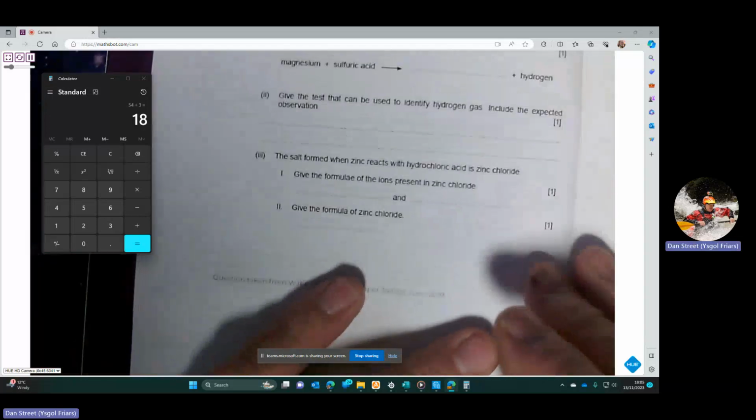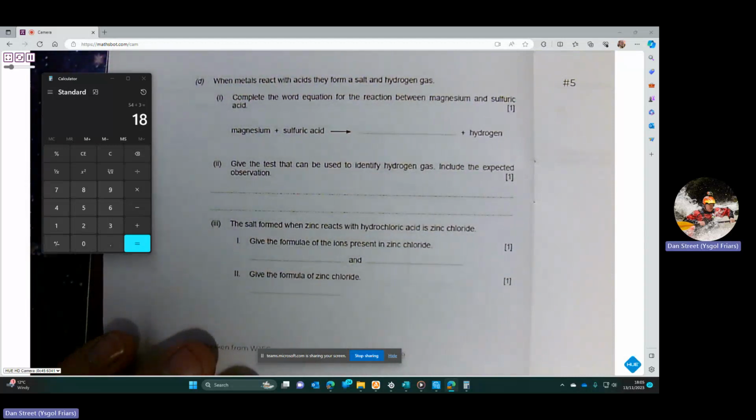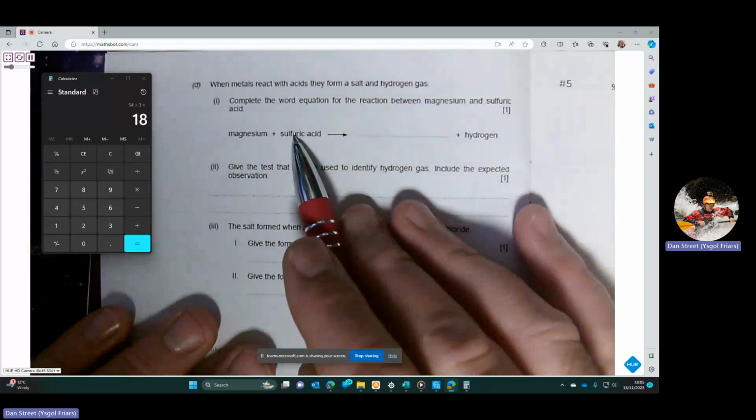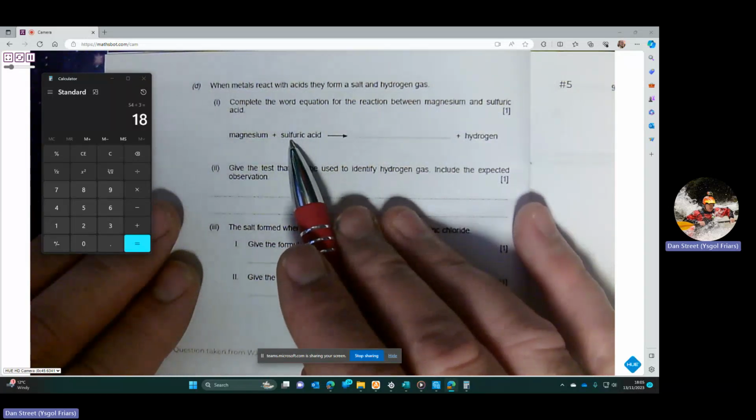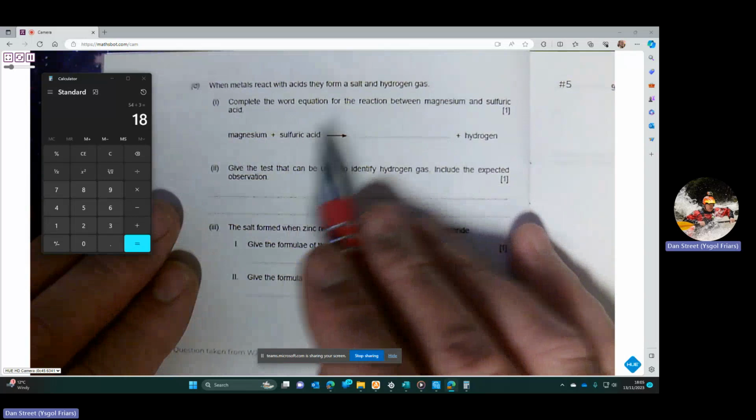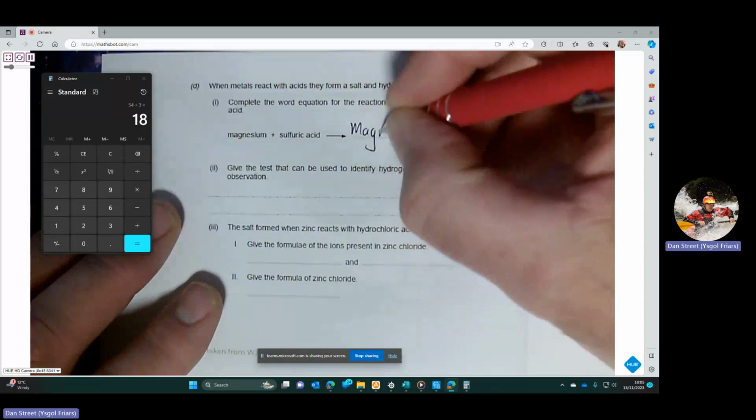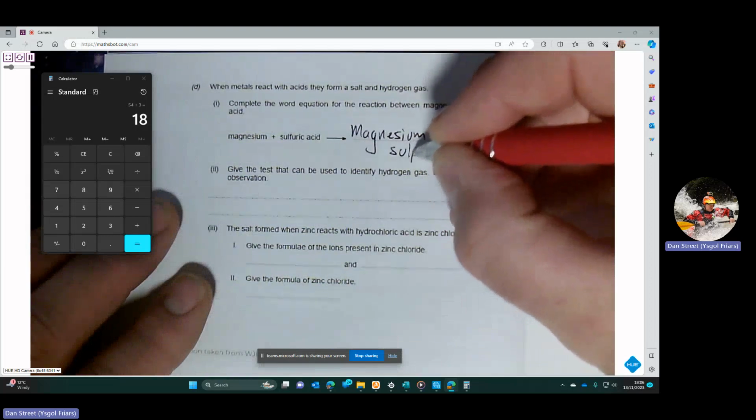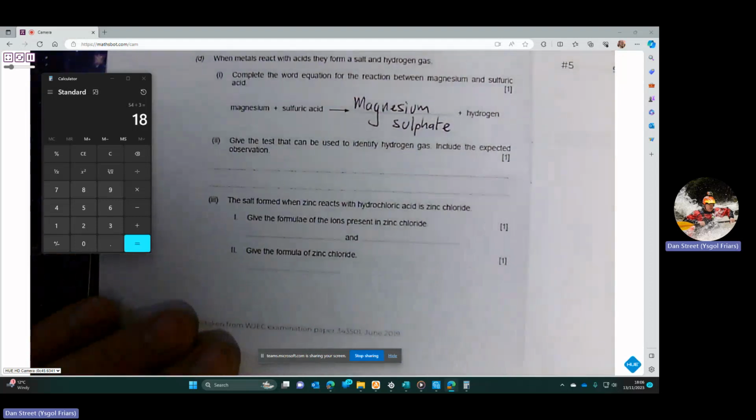Oh no, sorry, there's more. When metals react with acid, they form a salt and hydrogen gas. Complete the word equation for the reaction between magnesium and sulfuric acid. So this question is expecting you to know that when you react any metal compound with sulfuric acid, you always get a metal sulfate. Okay, so sulfuric acid makes sulfate, and in this instance, it's magnesium sulfate, and it's a word equation. So don't put in a chemical formula, otherwise you won't get the mark. Okay, so you need to answer the question as stated. So magnesium sulfate is the salt created.